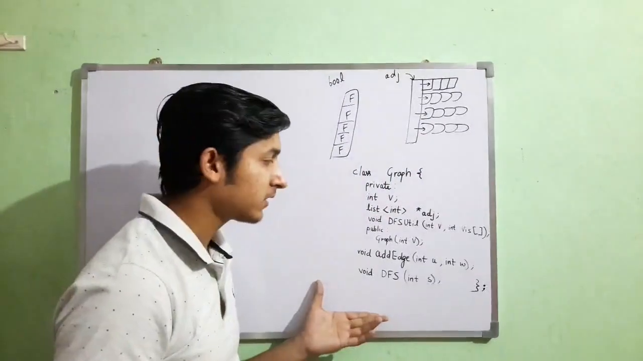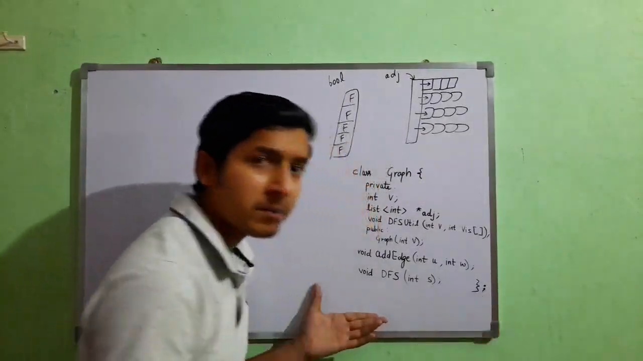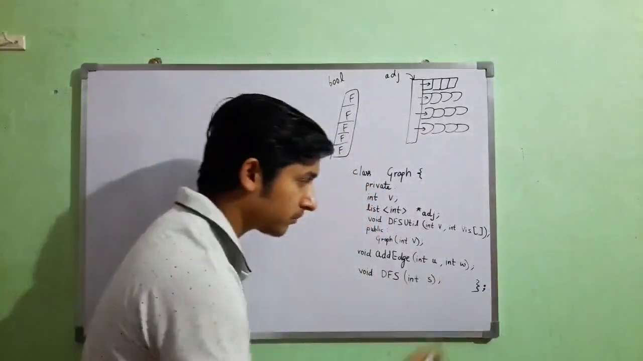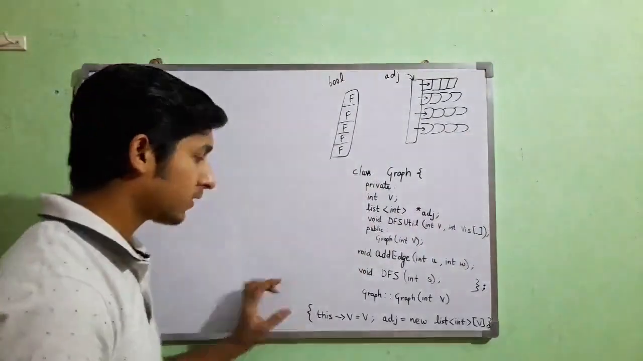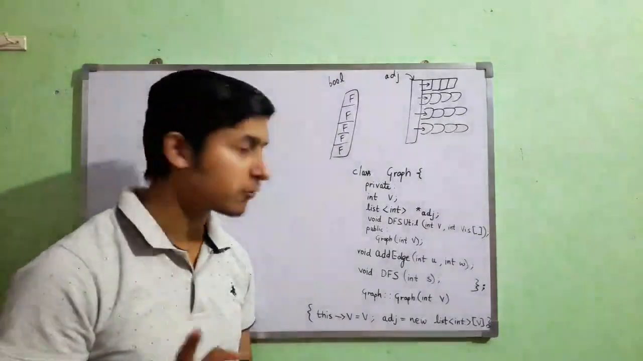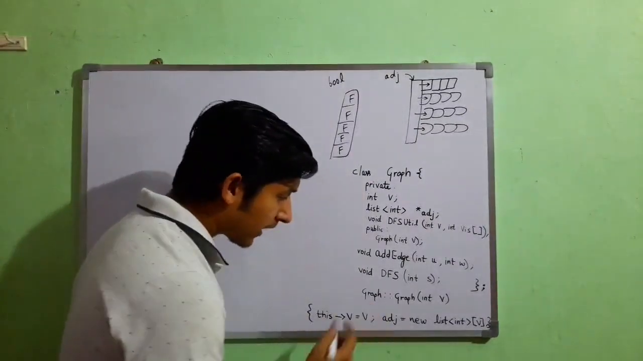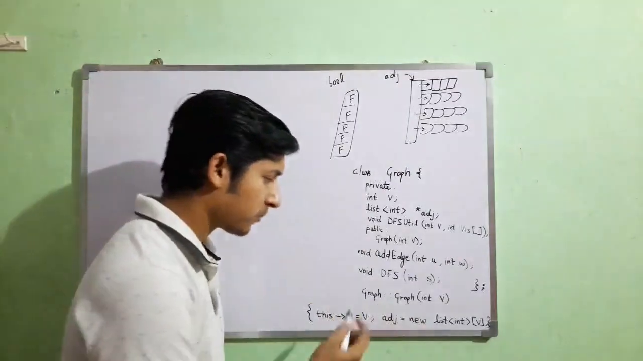So this is the class. Possibly I missed the semicolon in my previous writing, so make sure to note it down. And now, here is my constructor. One more thing you should note, that a constructor does not have any void or any return type, okay?